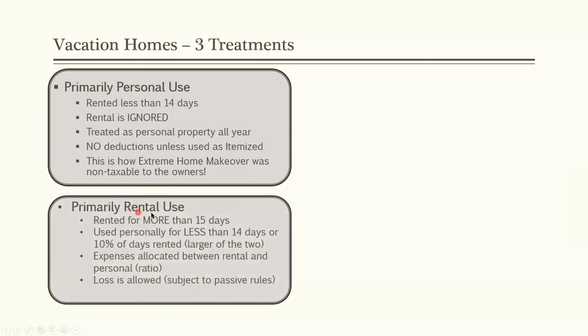So primarily rental use: rented for more than 15 days and used personally less than 14 days or 10% of the days rented, whichever is the larger of the two numbers. This is where we're going to allocate between the rental and the personal, and the losses are allowed, subject to passive loss rules, which we'll talk about in a minute.